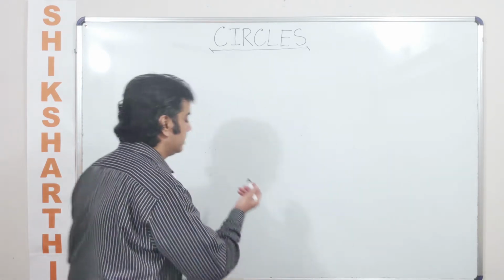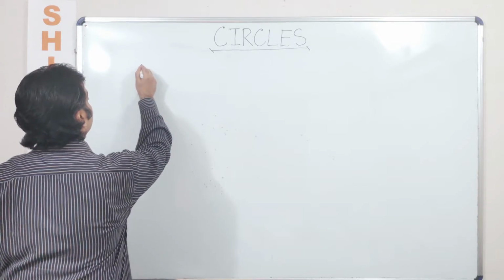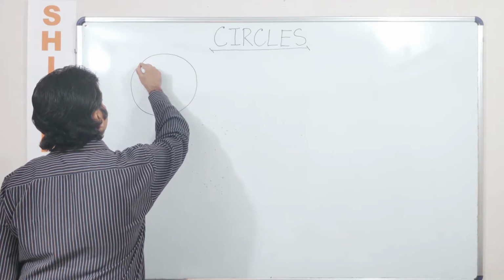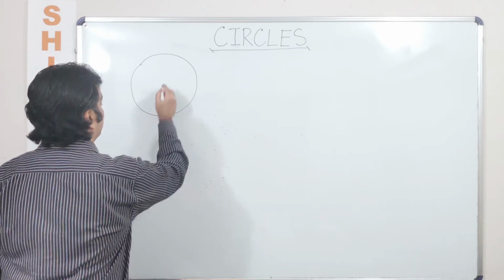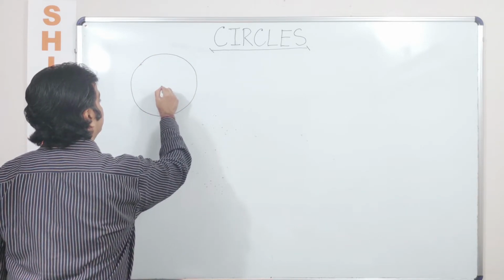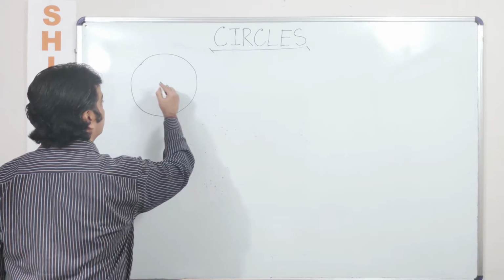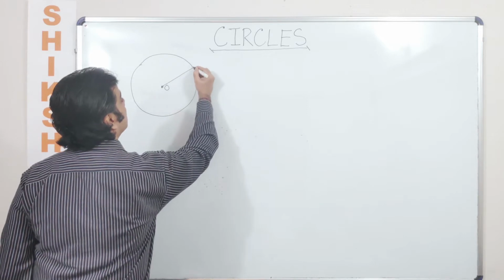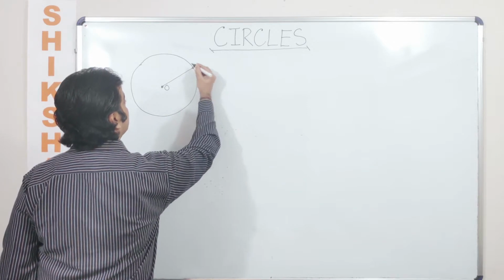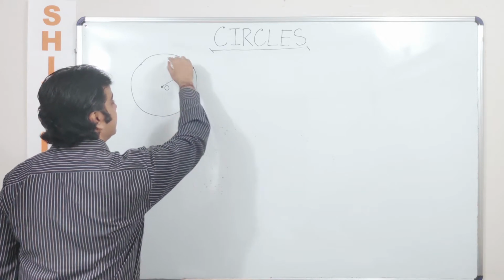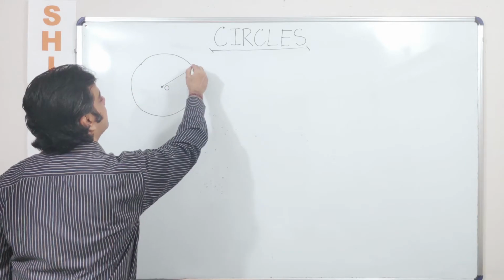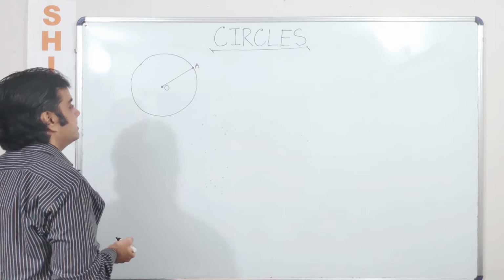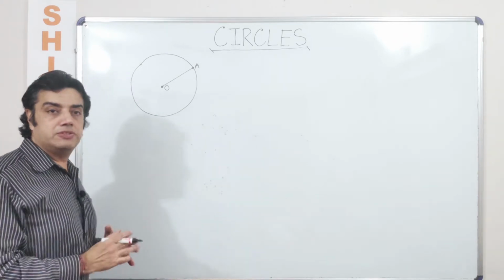So now when we draw a circle here, and let's say this is the center point, and I'm taking the center point as O. Now from this point O, if I draw a straight line, and this point which I'm taking on the circumference of the circle is A. Now in this case I can say that OA is nothing but the radius of the circle.